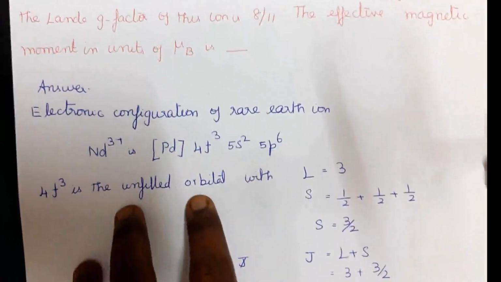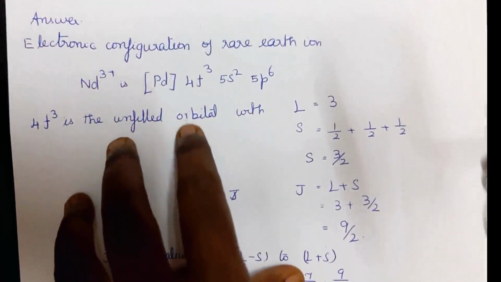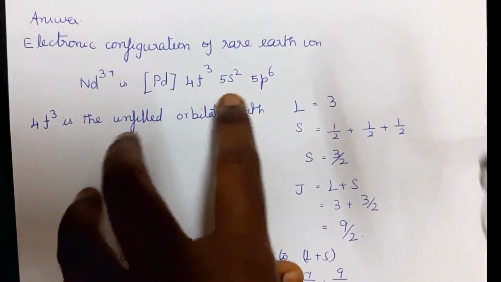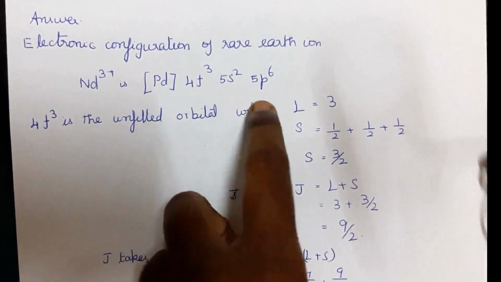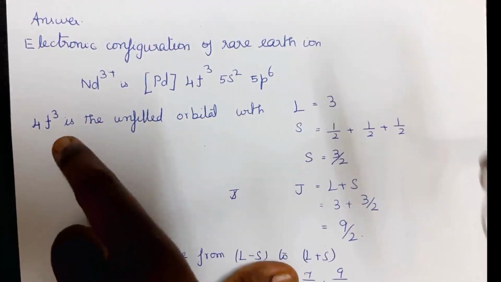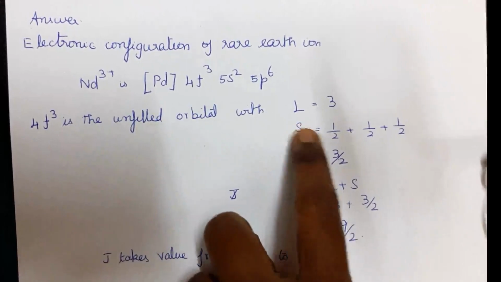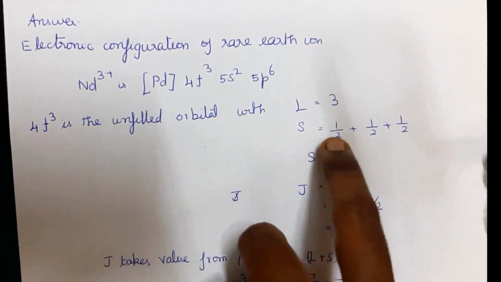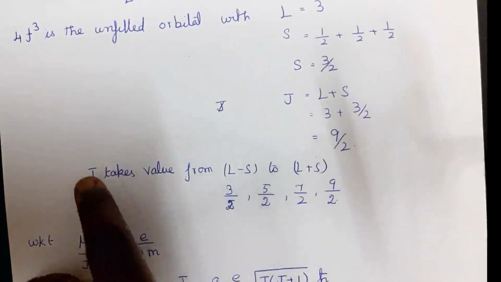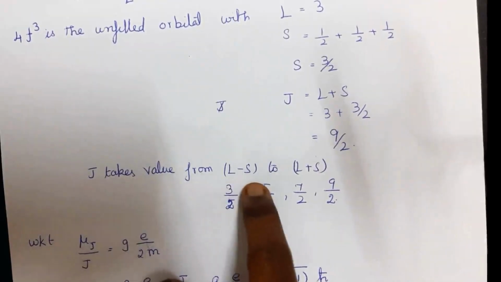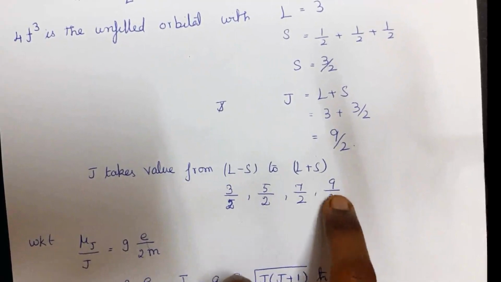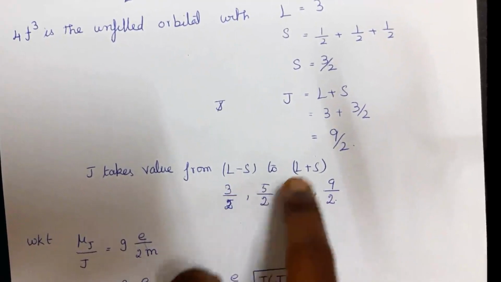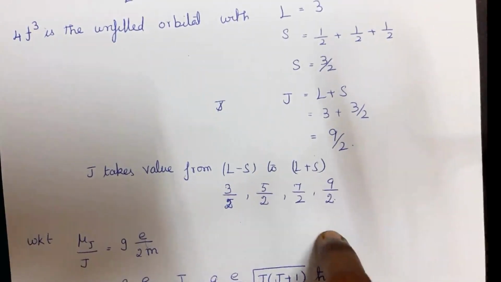First, we will write the electronic configuration of the rare earth ion, [Pd] 4f³ 5s² 5p⁶. In this case, the unfilled orbital is 4f³. It has an L value of 3 and it has 3 electrons, so the S value will be 3/2. J can take values from L - S to L + S. Therefore, it will be 3/2, 5/2, 7/2 and 9/2.